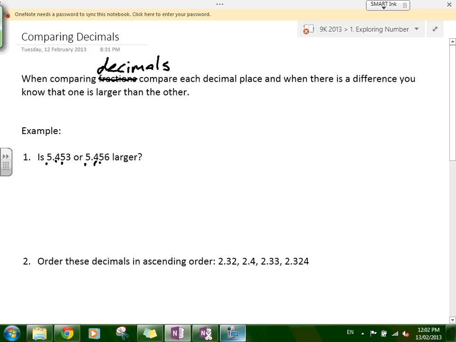Okay, so if it's the same, we've got to go to the next one. This one's 3 and this one is 6. So the larger one must be the one with the 6 in the third decimal place, because 6 is greater than 3. So 5.456 is larger.